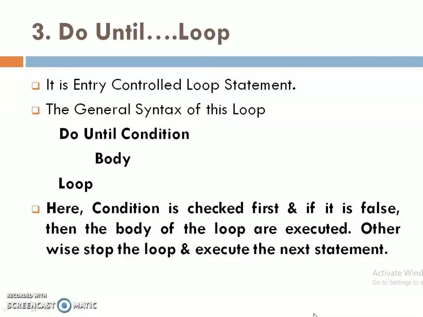This process of repeated execution of the body continues until the condition becomes true. The main difference between the do while loop and the do until loop is that the do while loop executes when the condition is true, and the do until loop executes when the condition is false.